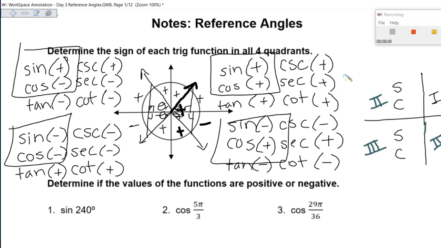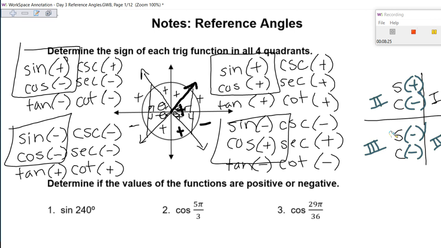So notice in quadrant 1, sine is positive, cosine was positive. In quadrant 2, sine is positive, cosine is negative. Quadrant 3, sine and cosine are both negative. And then in quadrant 4, the sine is negative, the cosine is positive.